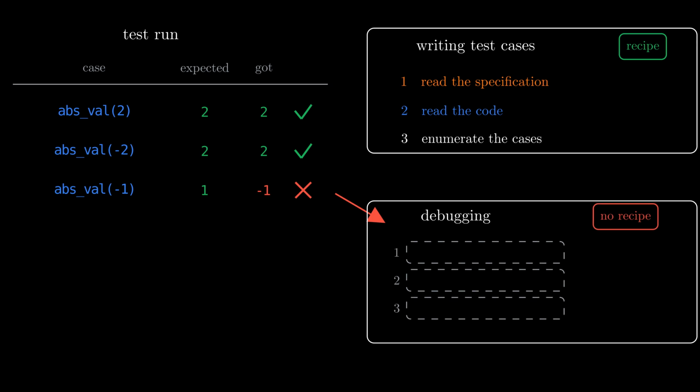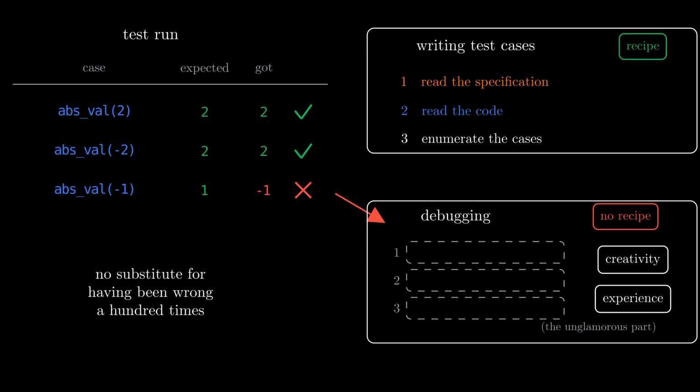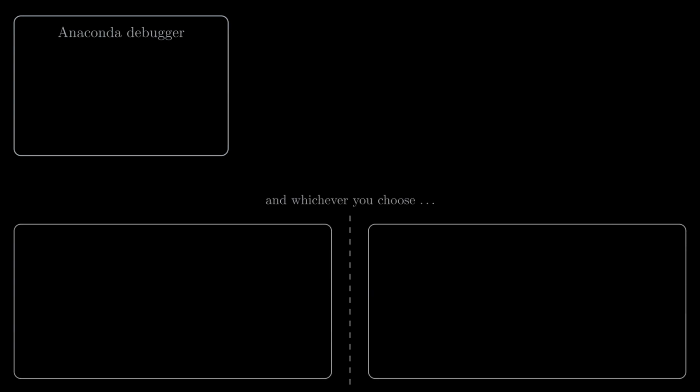Debugging has no recipe. It takes creativity, and it takes having seen bugs before, which is the unglamorous reason that experience writing code matters so much here. There is no substitute for having been wrong 100 times already. Tools help, but almost nothing debugs for you.